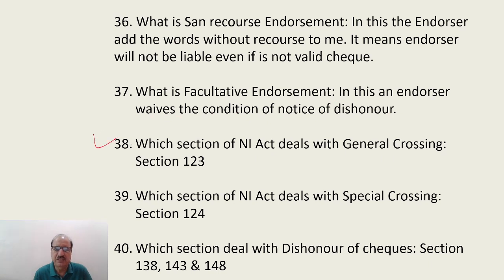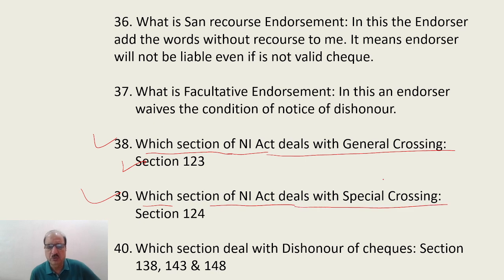Now, question number 38. Which section of the Negotiable Instruments Act deals with general crossing? Section 123. Section 123 deals with general crossing. Question number 39. Which section of the Negotiable Instruments Act deals with special crossing? Section 124. General crossing, section 123. Special crossing, 124. And this is important.